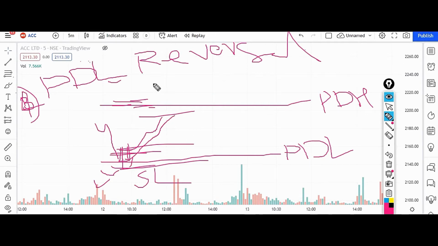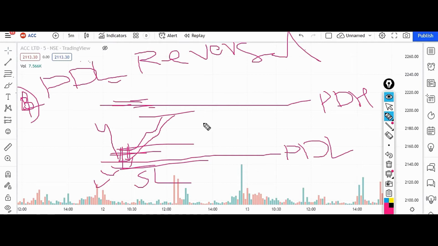These are the four scenarios you must remember. And don't forget to mark these levels, PDH and PDL, before trading hours itself. This can create an edge for you.